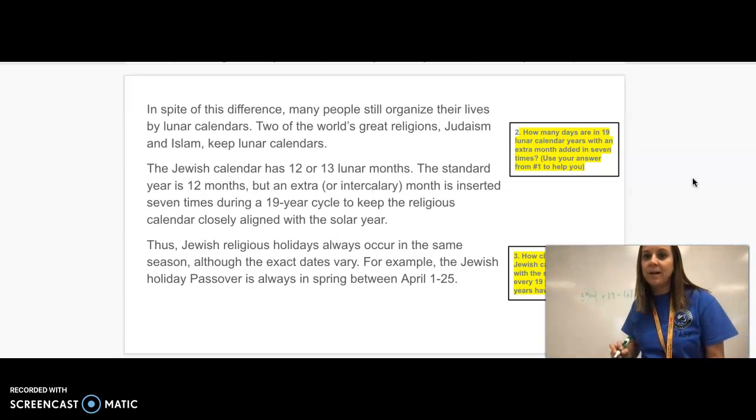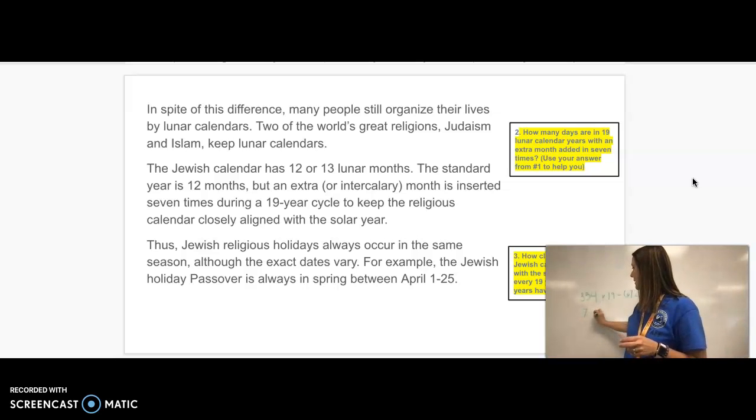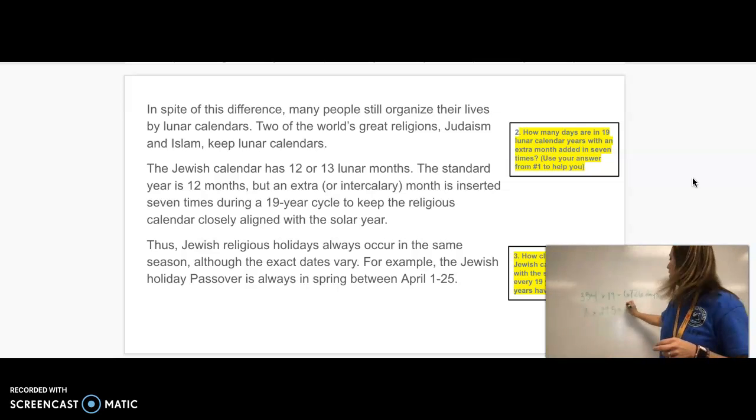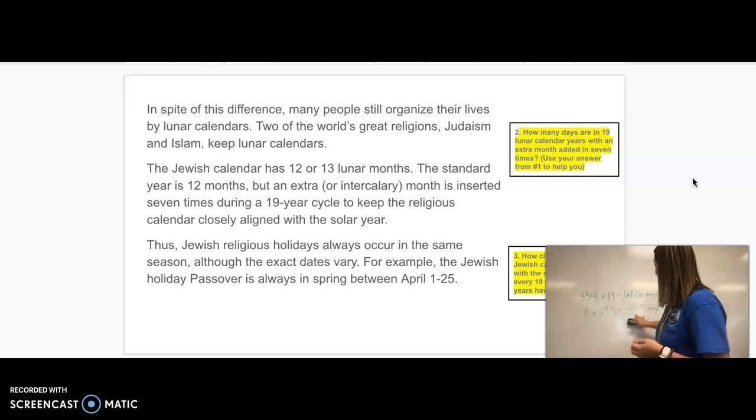But then they add in an extra month 7 times in that 19 years. So then we're going to take 7 months times, and we know there's 29.5 days in each of those months. And when we multiply that, we get 206.5 days. So this is how many days there are in the extra 7 months that are added. So then we add these two numbers together, 6,726 and 206.5, and we get 6,939. I didn't do this right. Sorry, I was on the next question there.